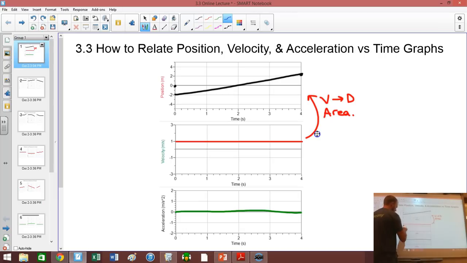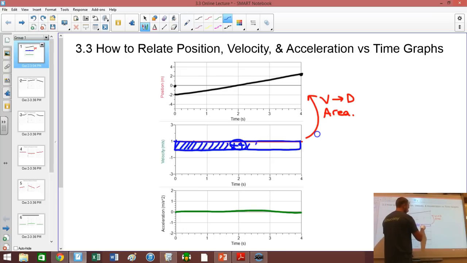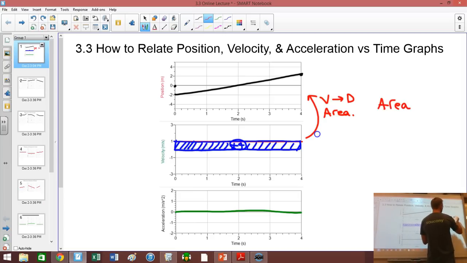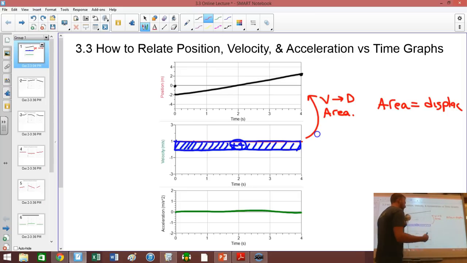You maybe didn't notice this, but if you go 1 meter per second for 4 seconds, the area underneath the graph to the 0 point, to the origin, has an area of +4. That area is always your displacement. Your area equals your displacement. So if I started here at -2, my displacement is 4. And it also works when you go this way.